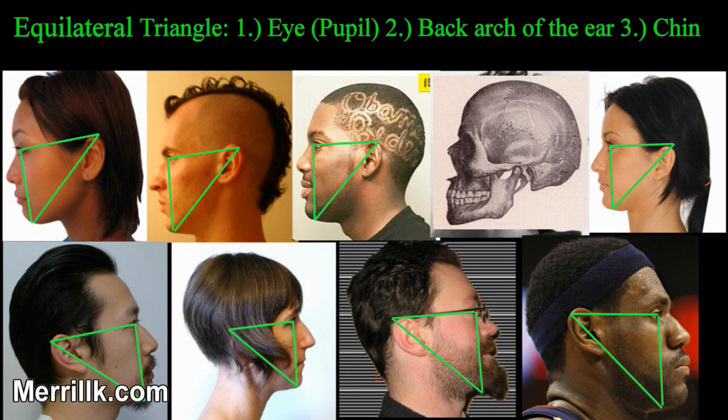Now I'm going to test a measurement from one of my former teachers at the Art Students League of New York, who taught me that there's an imaginary equilateral triangle that connects the pupil, the back arch of the ear, and the chin. When I tested this measurement, it existed on 7 of the 8 people I measured. However, there's a flaw to this system. Notice that the bottom point exists at different points on the jawline. But overall, this measurement helps us see that it is usually an equal distance between the eyes and the chin, the eyes and the ear, and the chin and the ear.